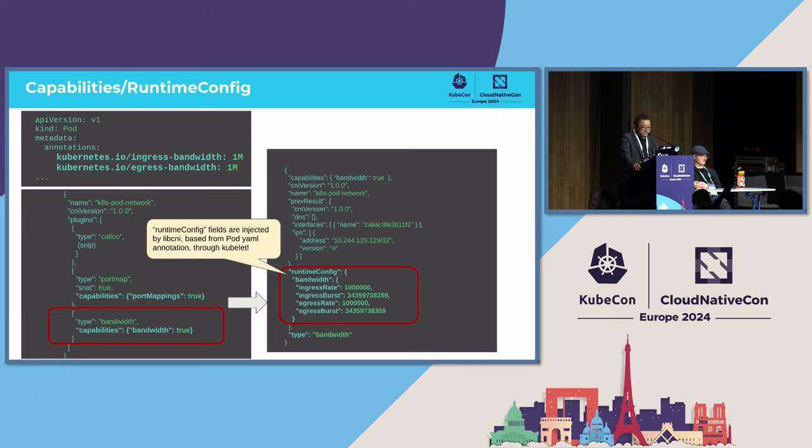bandwidth is executed. At that time, we can see first that prevResult contains the generated interface information. Then after that, the runtime config: bandwidth, ingressRate, ingressBurst, egressRate, egressBurst. So these additional parameters are dynamically injected based on the pod annotations. Unfortunately, this capability runtime config feature is not in the CNI specification, but the optional document, conventions.md, contains this.